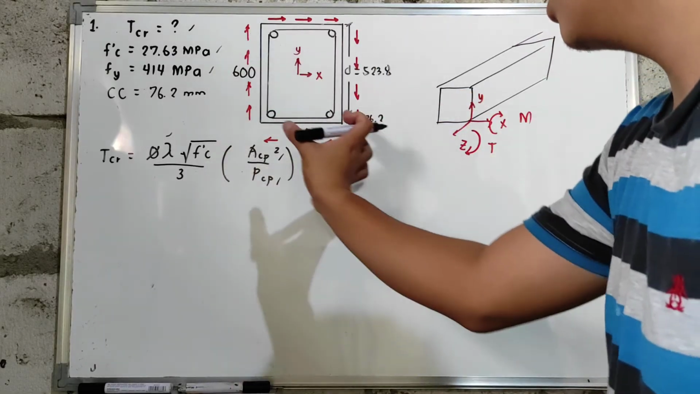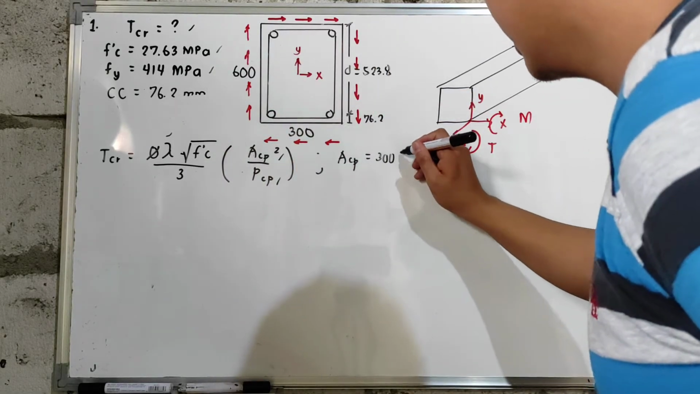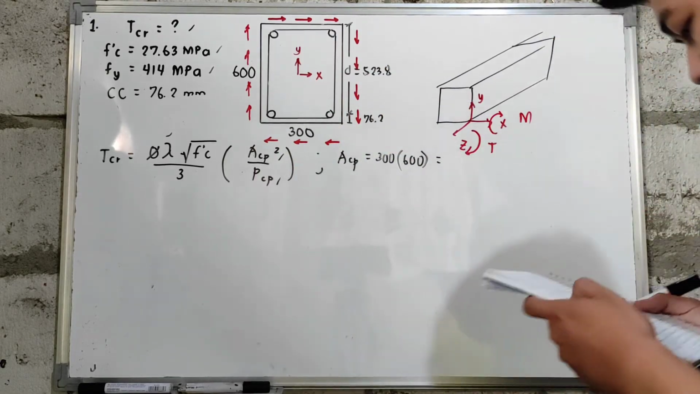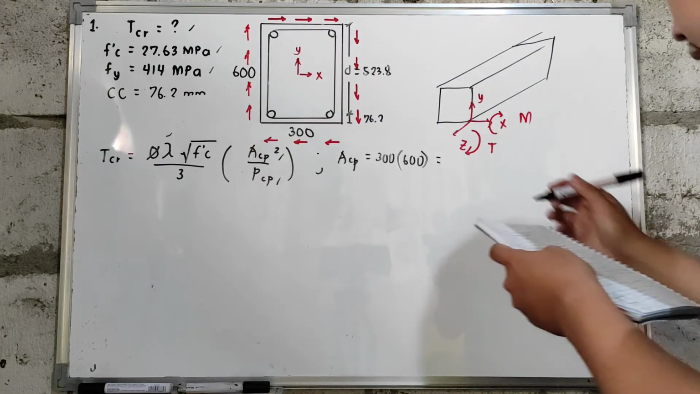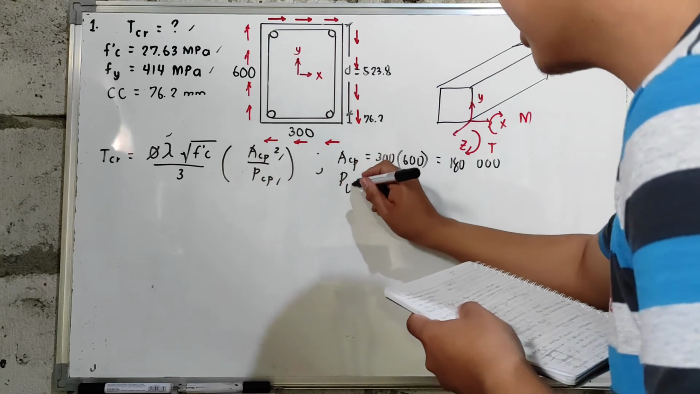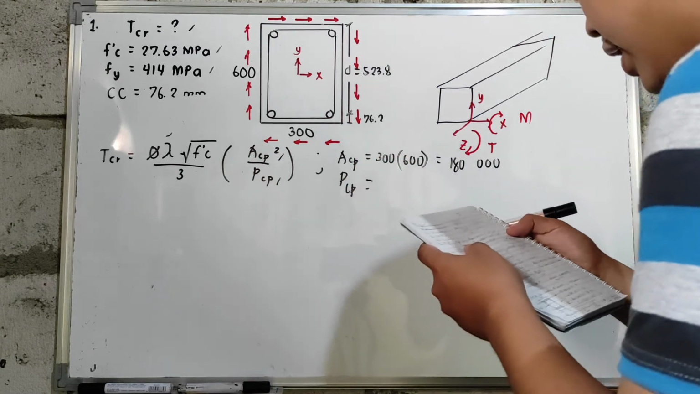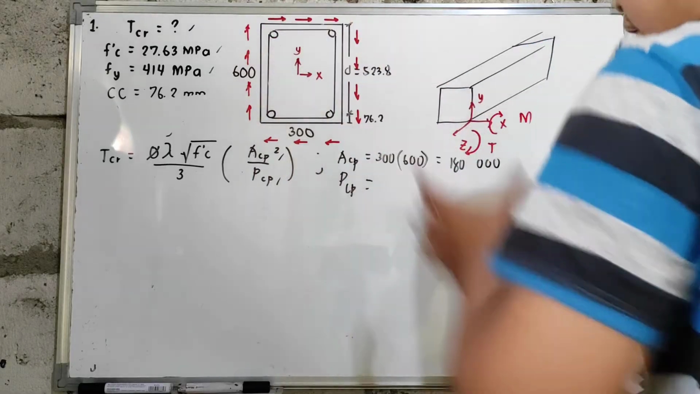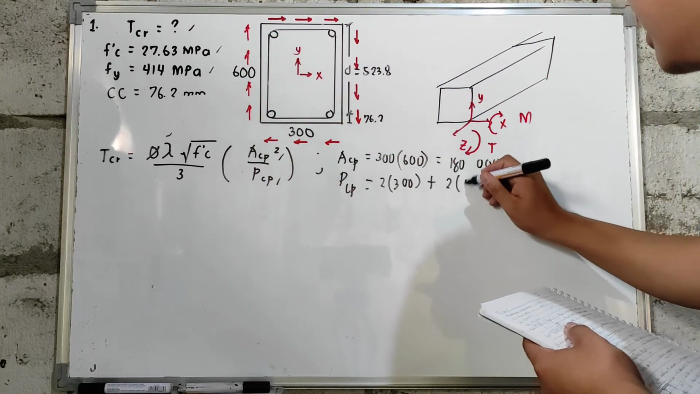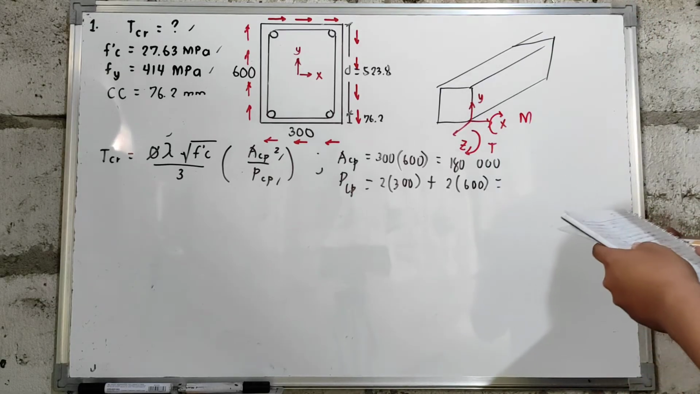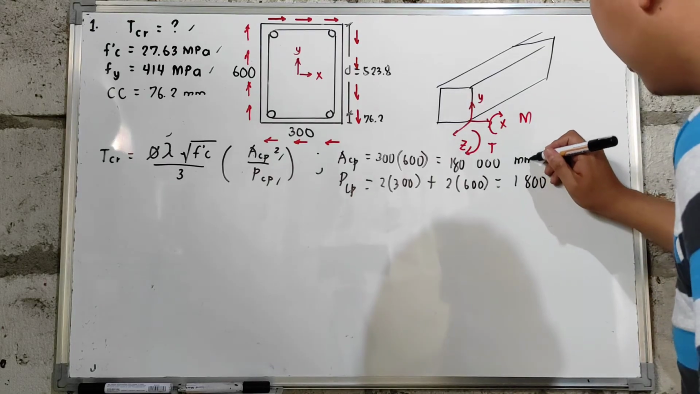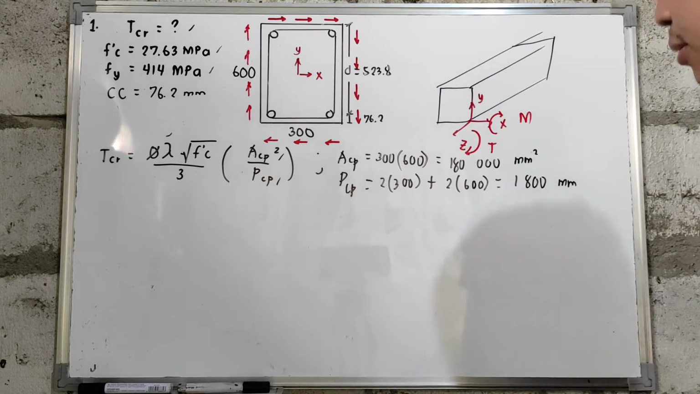So let us solve for the value of your ACP. So we have a width of 300 and a total depth of 600. So you will have a value of 180,000. Next naman, the perimeter naman. So you have twice natin yung 300 plus twice of the 600 or the total depth. So you will have a value of 1,800. So this is in millimeter squared and the perimeter is in millimeter.